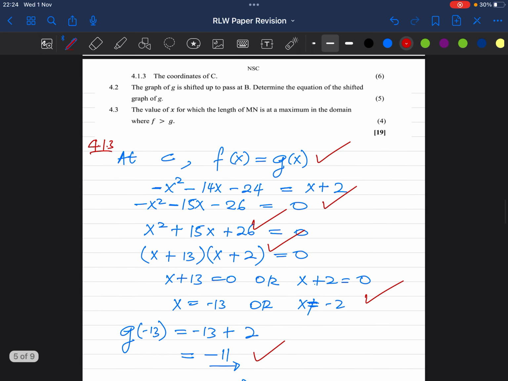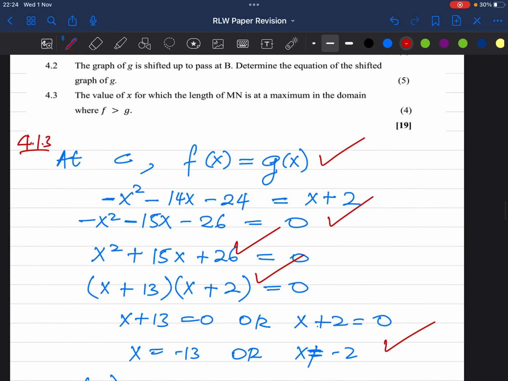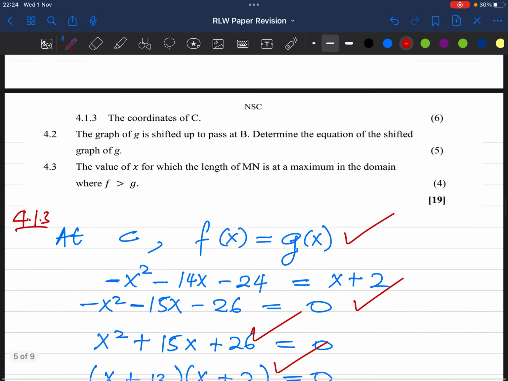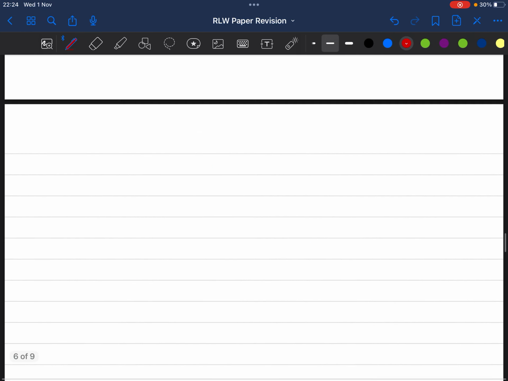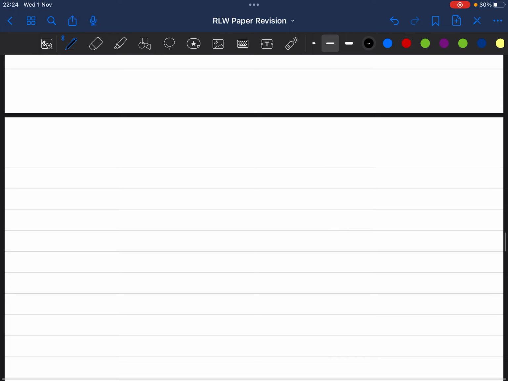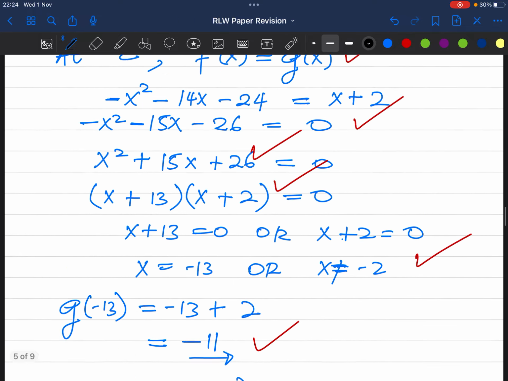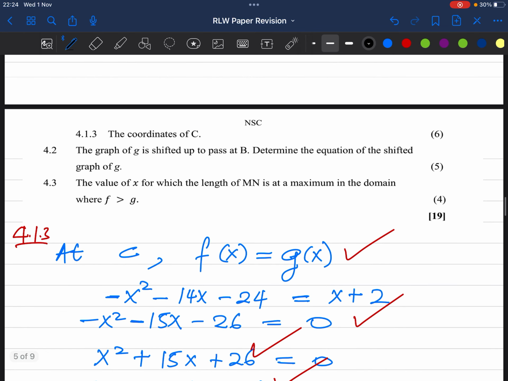All right. I hope you are happy with this question. Please let us move to 4.2.